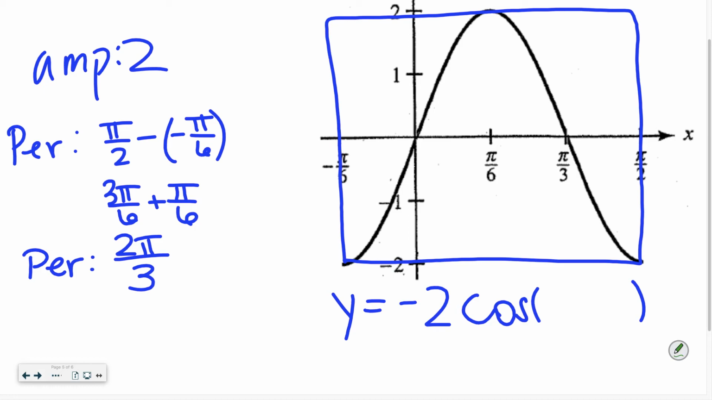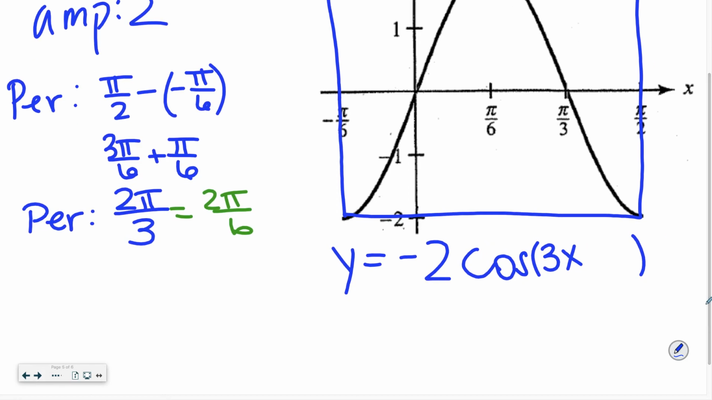Okay? Now we calculate the period by taking 2 pi divided by b. So our b value is 3. Now remember, the starting point is in the middle of the left edge of our frame. It's not where the cosine graph starts. Okay, but in this case, our starting point is -pi/6, 0. All right, well, d is 0. We can tell that right away.